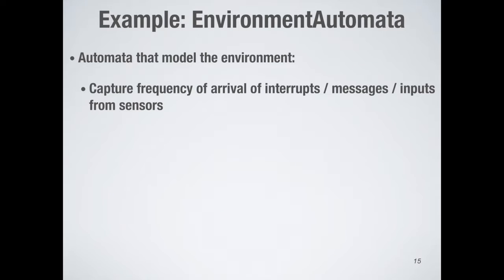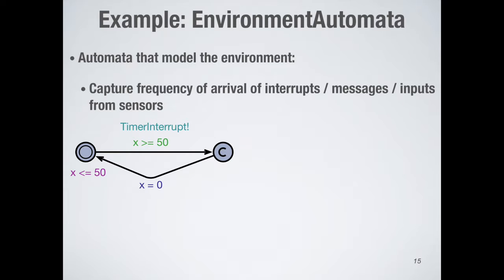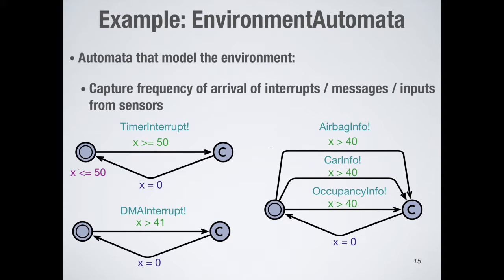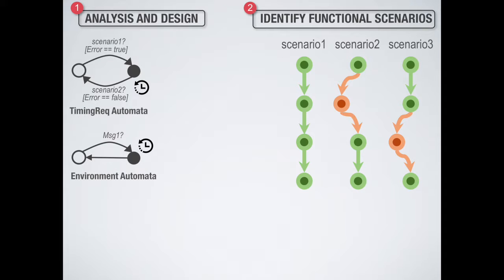The automata that model the environment are named environment automata. For instance, a timer interrupt is generated every 15 milliseconds. The DMA interrupt is generated at a frequency no faster than every 51 milliseconds. Restricted by the communication bus, the messages sent through the bus should be below the rate of one message every 15 milliseconds.